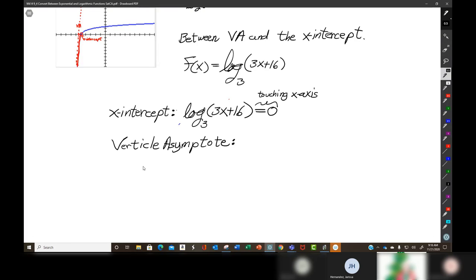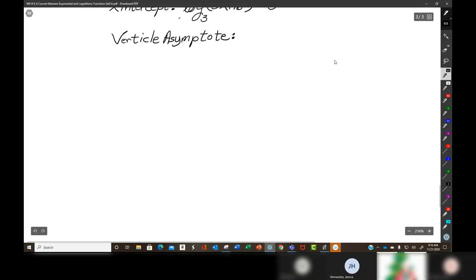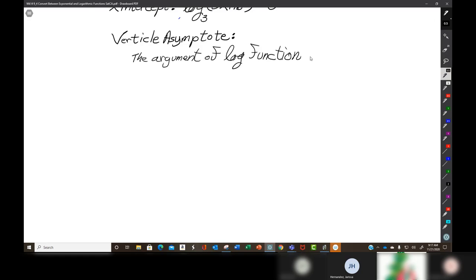Let's just find it. The thing about logarithms is that the argument of the logarithm function must be positive. Okay, semicolon, not zero and not negative.